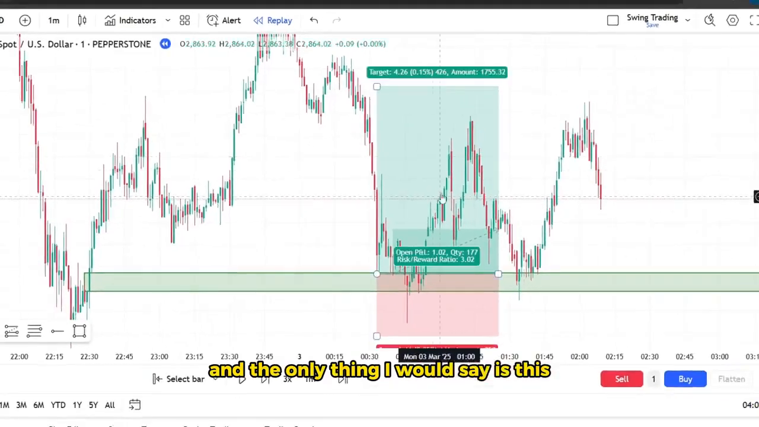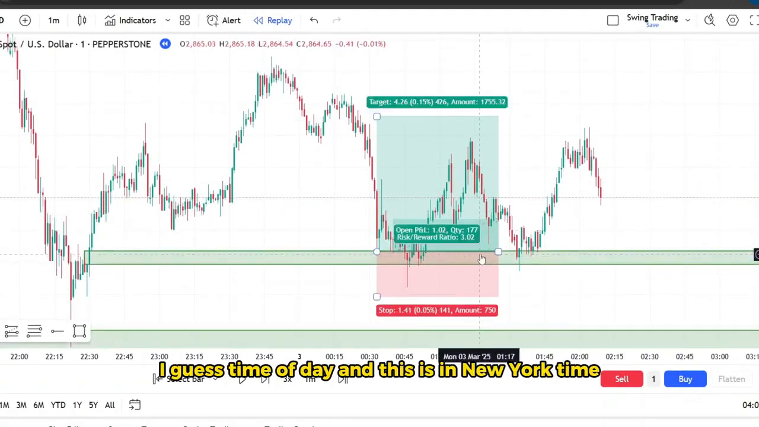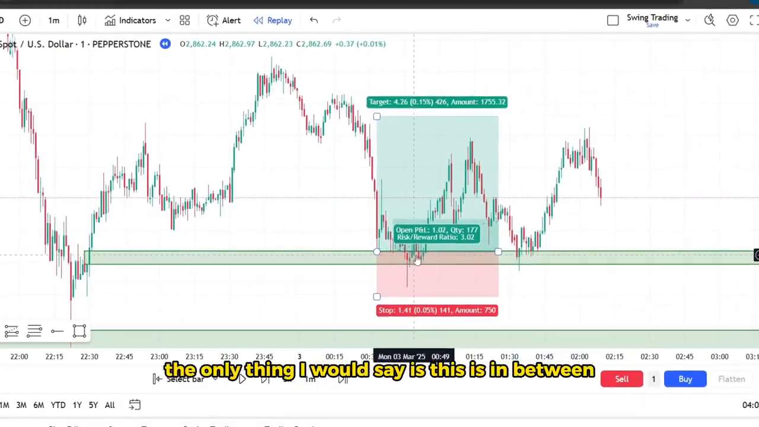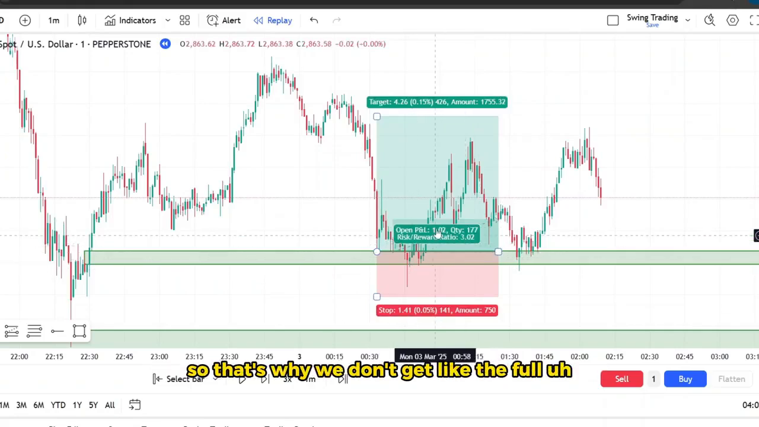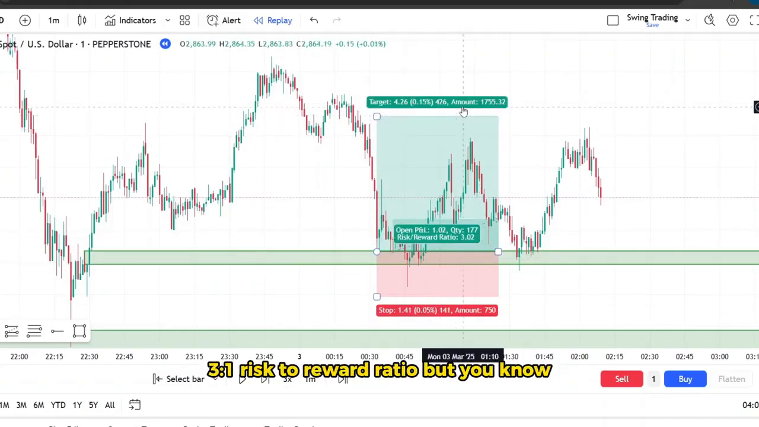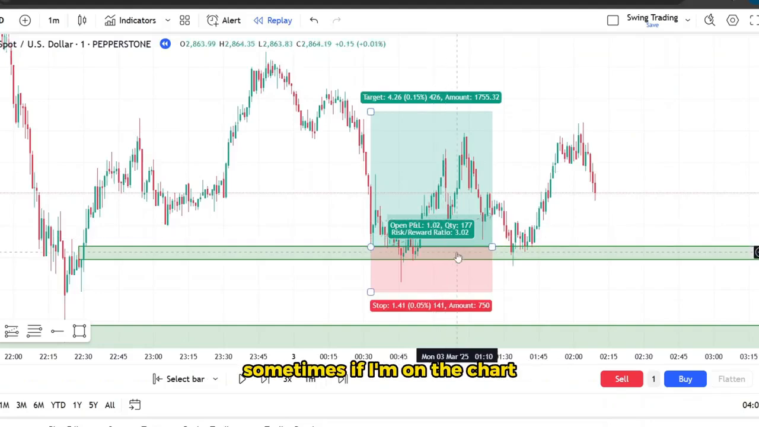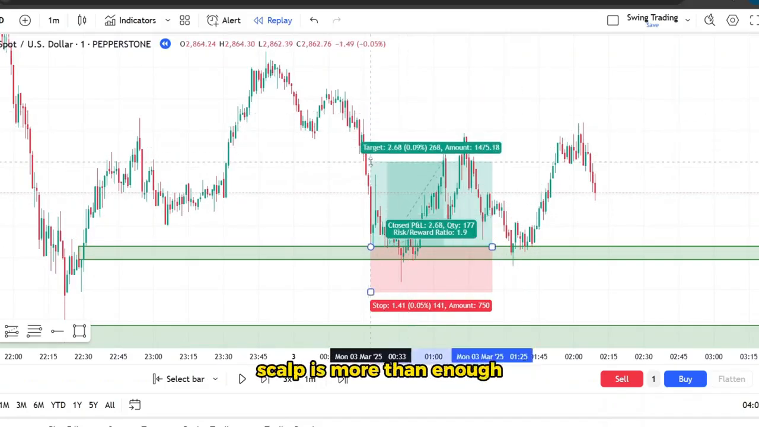The only thing I would say is the time of day, and this is New York time, by the way. This is in between, so it's like the end of Asia and just before London, so that's why we don't get the full 3 risk to reward ratio. But you can take trades in this session, right? Sometimes if I'm on the chart, I would look at a trade like this, but a quick 2 risk to reward ratio scalp is more than enough.